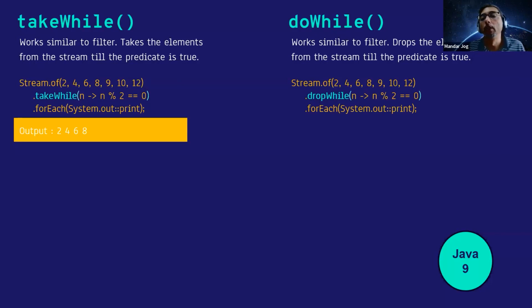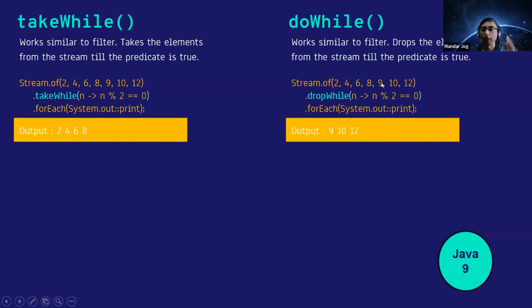So for dropWhile, you have 2, 4, 6, 8, 9, 10, 12, same kind of thing. And then I'm going to say n mod 2 is equal to 0 is my dropWhile, and forEach. This condition is true, so dropped. This condition is true, so dropped. This condition is true, so dropped. This condition is true, so dropped. And if I execute this now, you will see that it will start with 9.